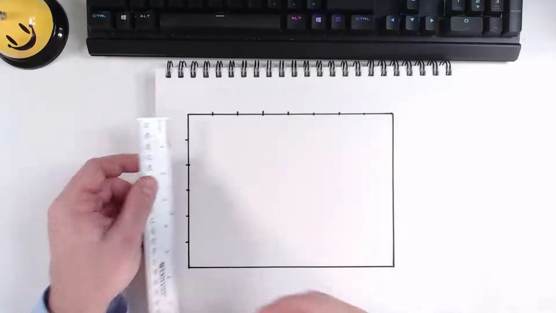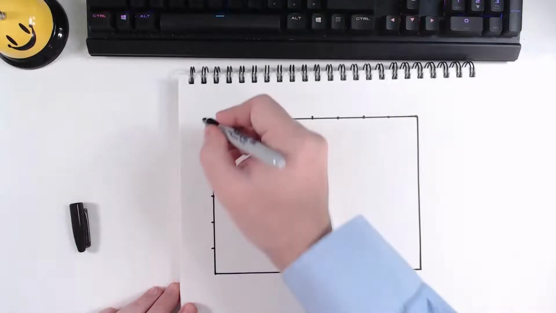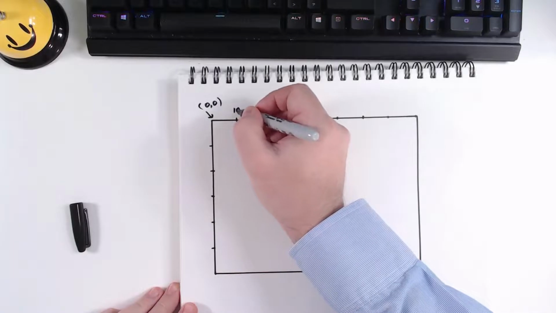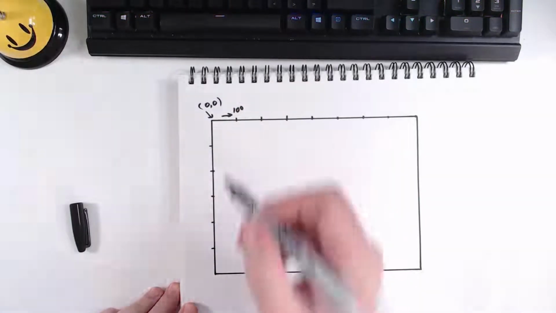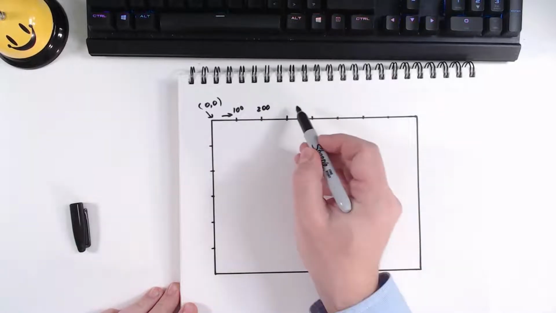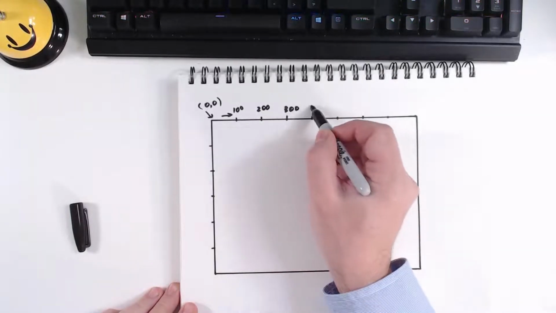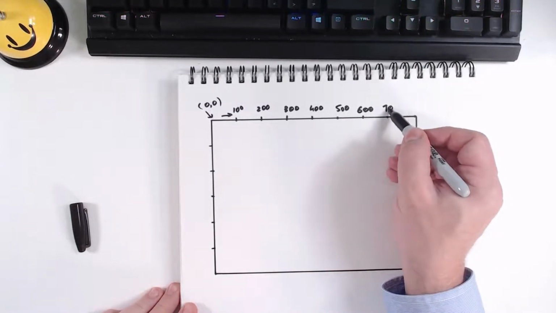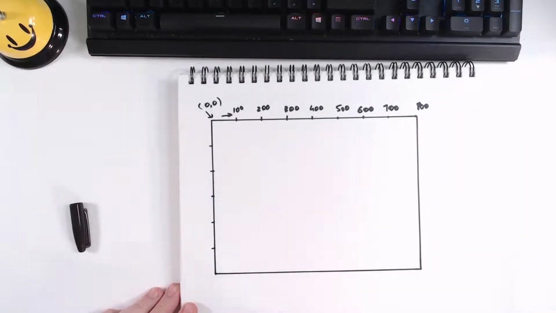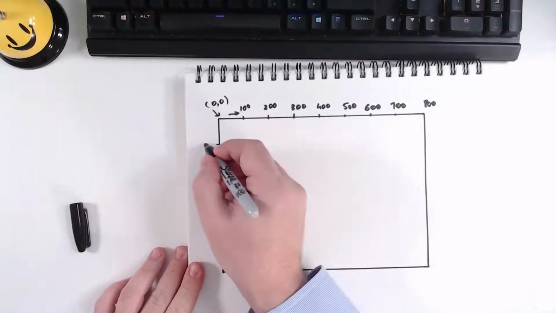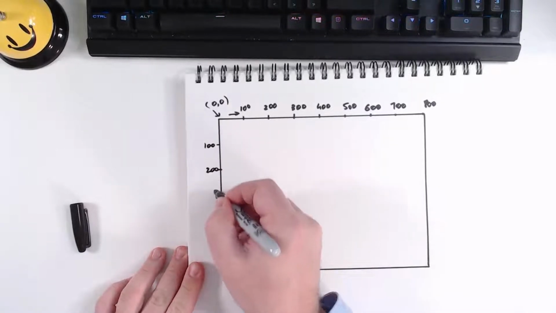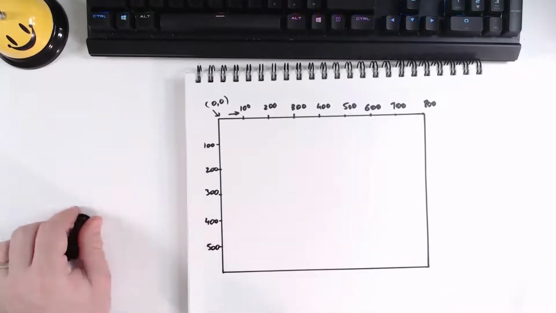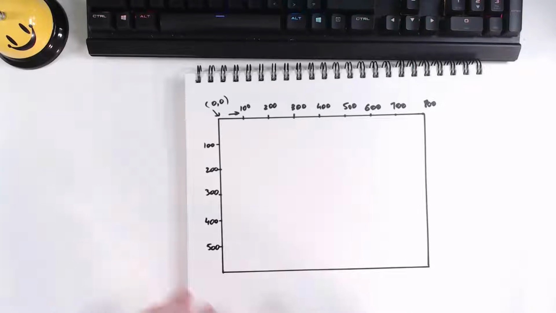Like that. All right, so as we discussed, the origin of this coordinate system is in the top left corner. Here we have 0, 0, and then on the horizontal axis, which goes this way, here will be 100, 200, 300, 400, 500, 600, 700, and then the canvas ends at 800. And on vertical we have the same, 100, 200, 300, 400, 500. All right, so we kind of created here a canvas.